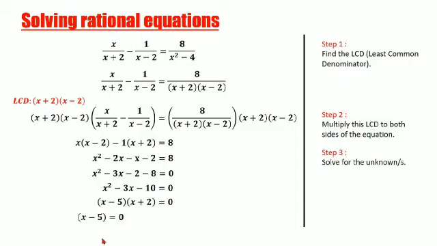First factor, we have x minus 5 is equal to 0, and solving for x, x is 5. Next factor, we have x plus 2 is equal to 0. Solving for x, we have x is equal to negative 2. Now for the final step, we have to check our solution.